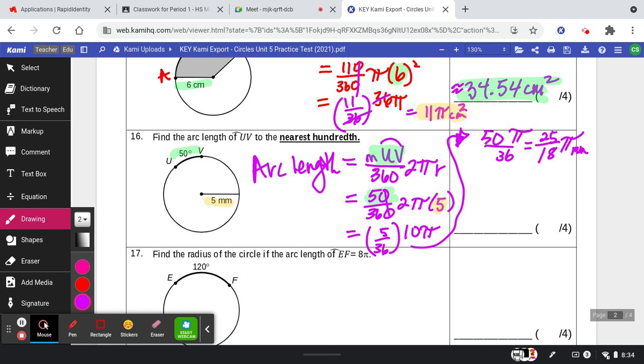Is it exactly 16? Did I give you one that works out even like that? Can someone else confirm what they got? So you're doing 50 divided by 360 times 10 times pi. What'd you get, Lucas? 50 divided by 360. Yeah, if you do the 3.14, it's how Apex trained you, but in real Math 3, you're going to do the pi button.